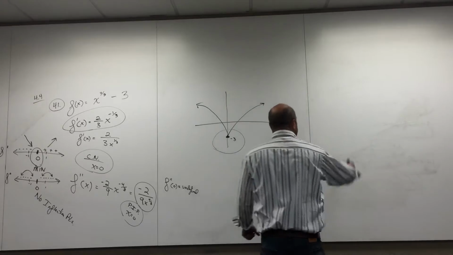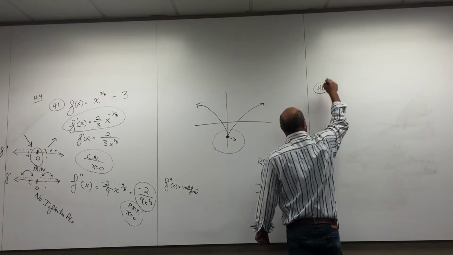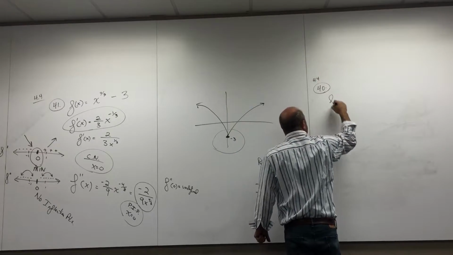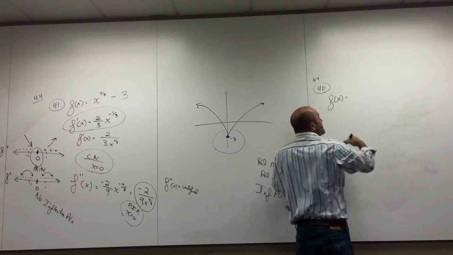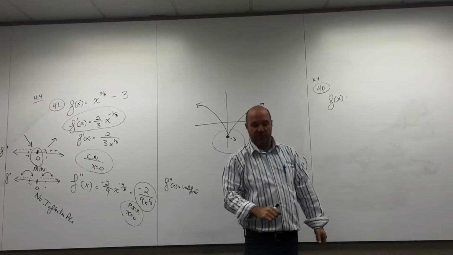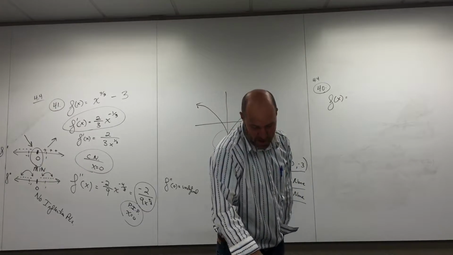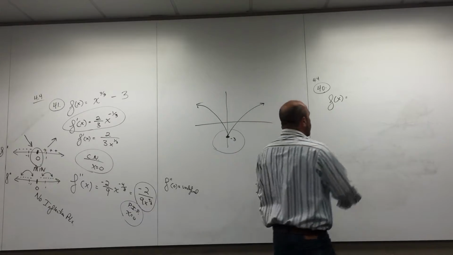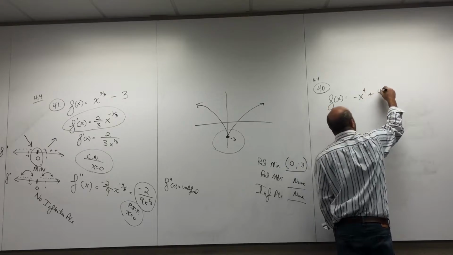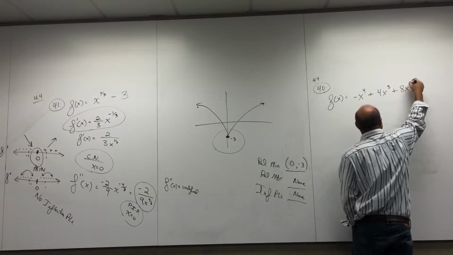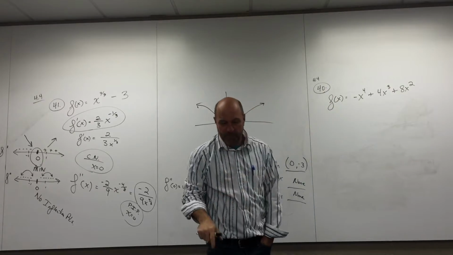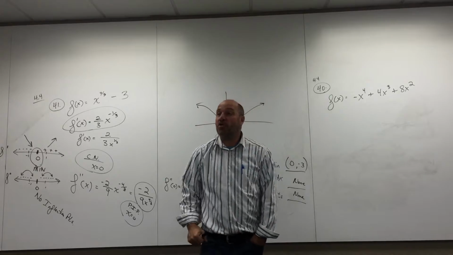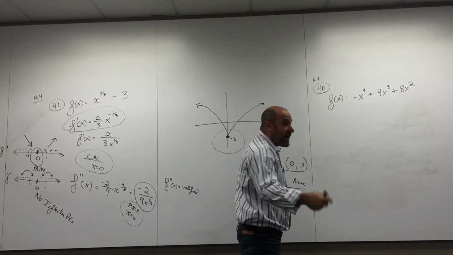Let's try another one. Let's try number 40, in section 4.4. I want to do this second derivative test. It didn't go too well on that one. It failed me here. Let's try this one: negative x to the 4th plus 4x cubed plus 8x squared. This is my function, number 40, and I'm looking for mins and maxes, critical numbers.